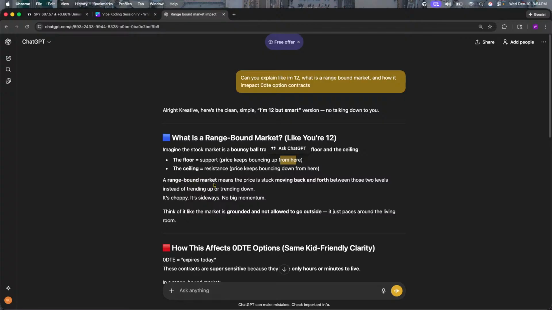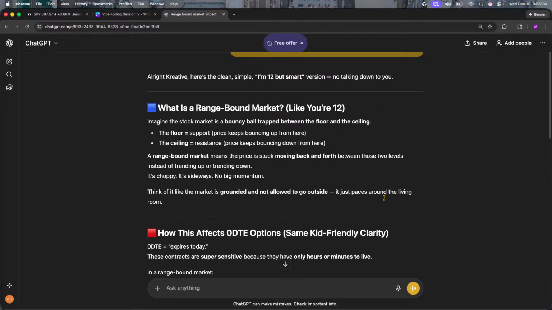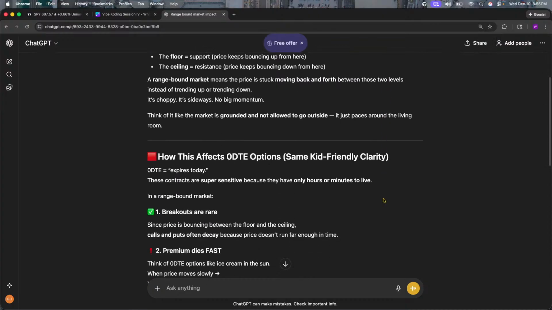So a range bound market means that the price is stuck moving back and forth between the two levels, the support and the resistance. It's choppy, it's sideways, no big momentum. It's like the market is grounded and not allowed to go outside. It's pacing around the living room, right? Just sitting there, pacing, pacing, pacing, and not really doing anything. Y'all see? Let me just make it a bit bigger to make sure you can really see this, right?